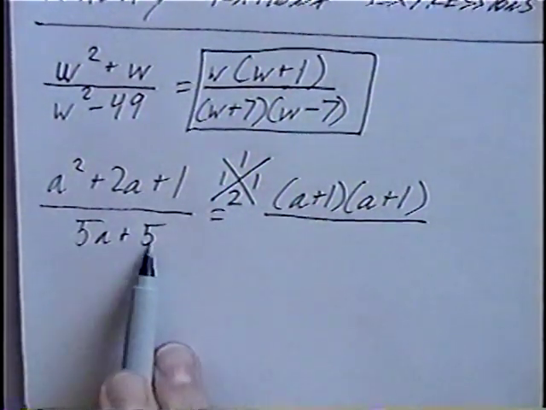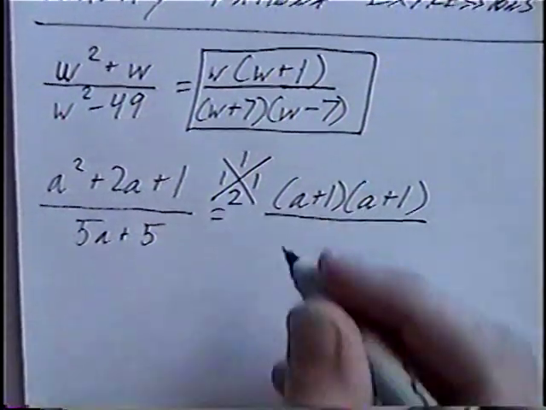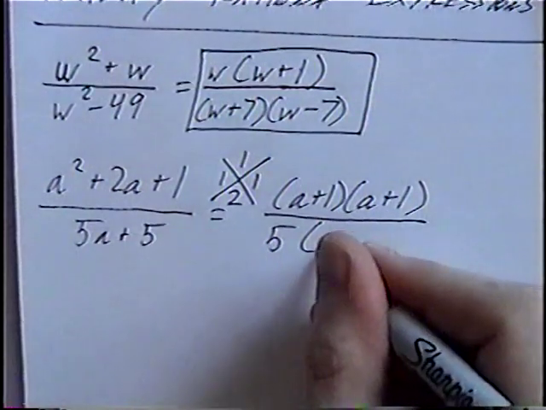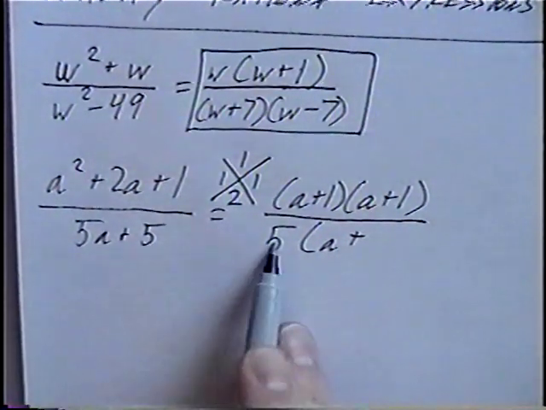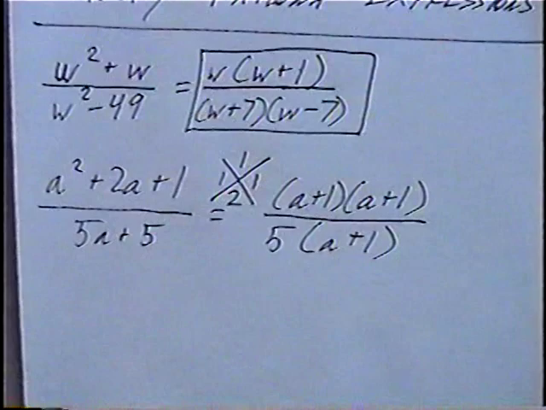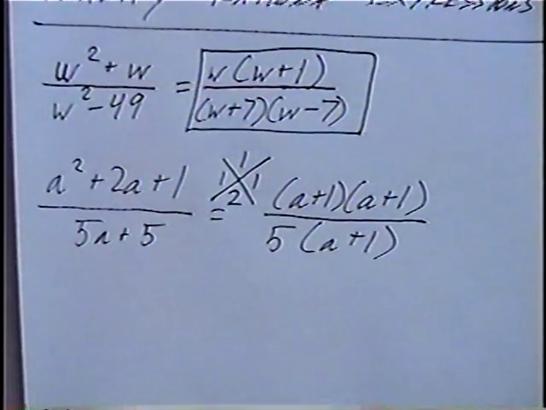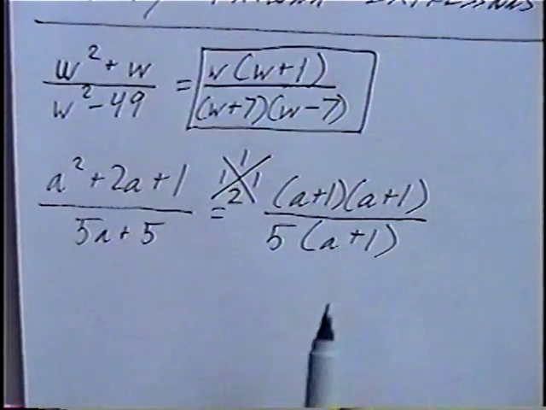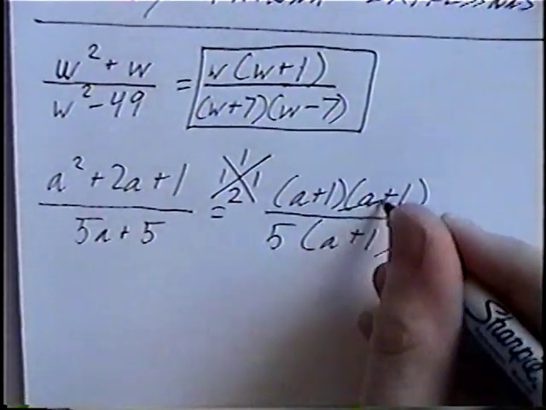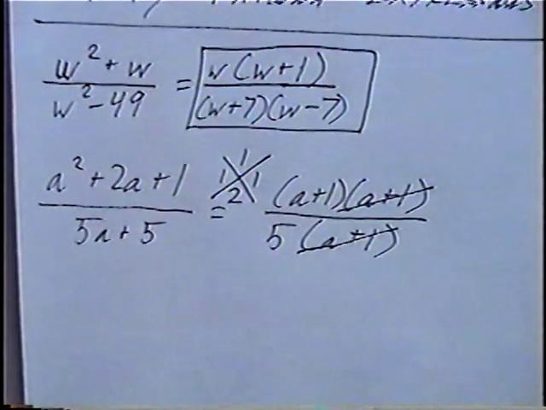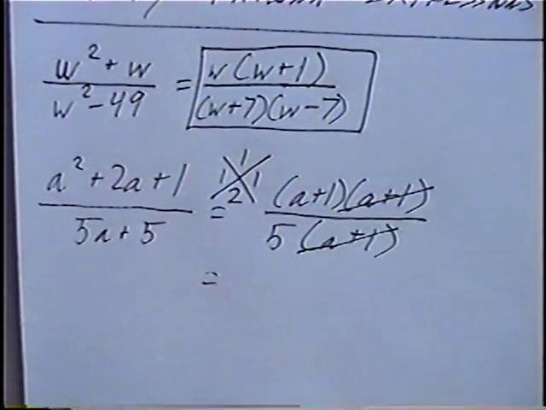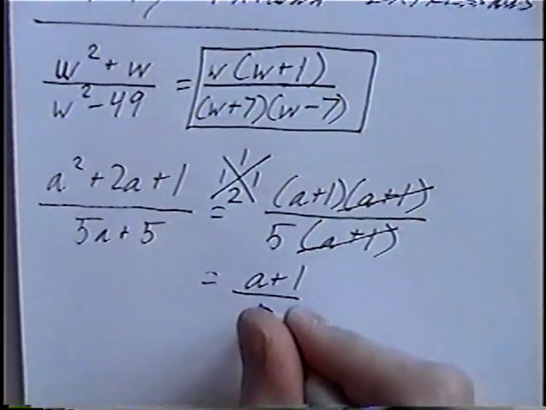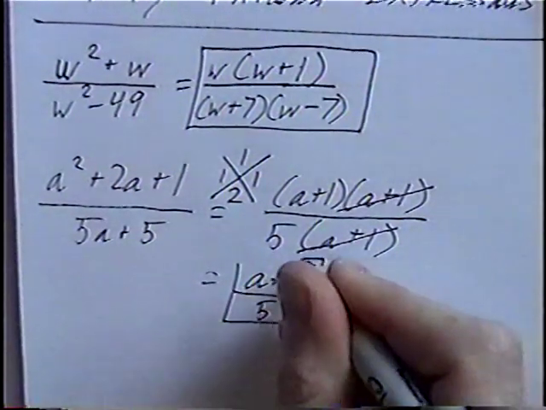For the denominator, 5a plus 5, 5 goes into each of these terms. If we divide each one by 5, we're left with a plus 1, since 5 divided by 5 would be 1. In this case, after everything's factored, we have the same parentheses on top and bottom, a plus 1 and a plus 1. And again, like before, those divide out or cancel out. So your final answer is the factors that are left. In this case, a plus 1 divided by 5.